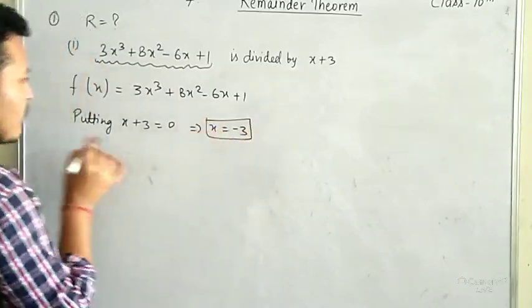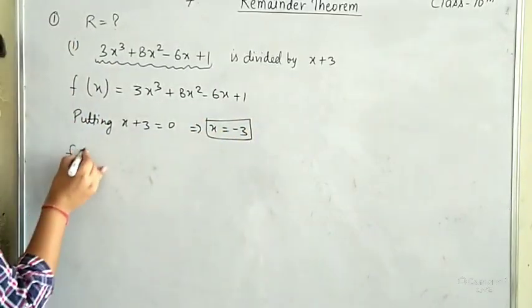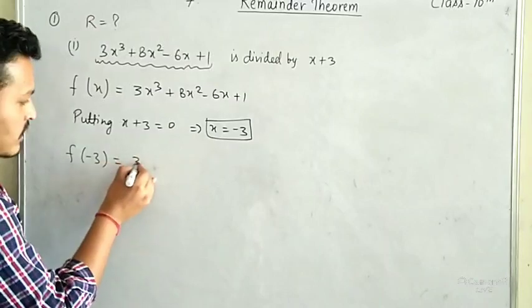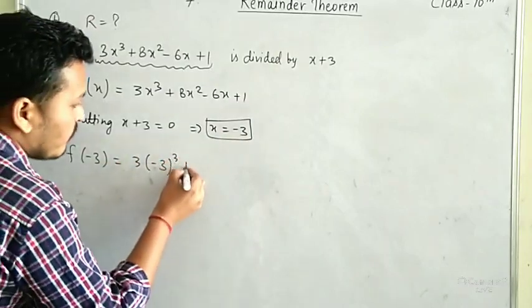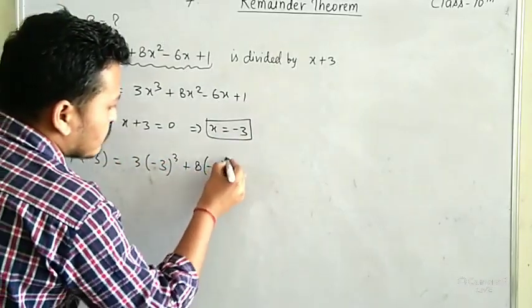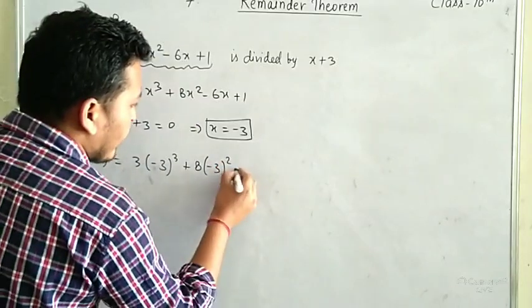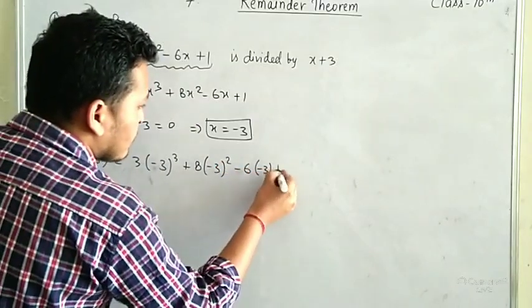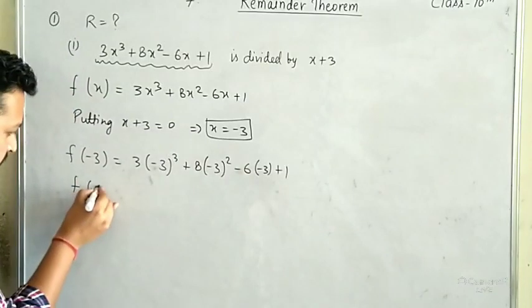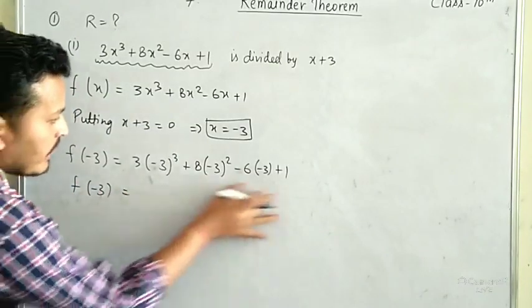So what will be the value of x? We will put here minus 3. So f(-3) is equal to (-3) cube plus 8(-3) whole square minus 6 into (-3) and plus 1. So f(-3) remains the same. Okay, then solve the right hand side.